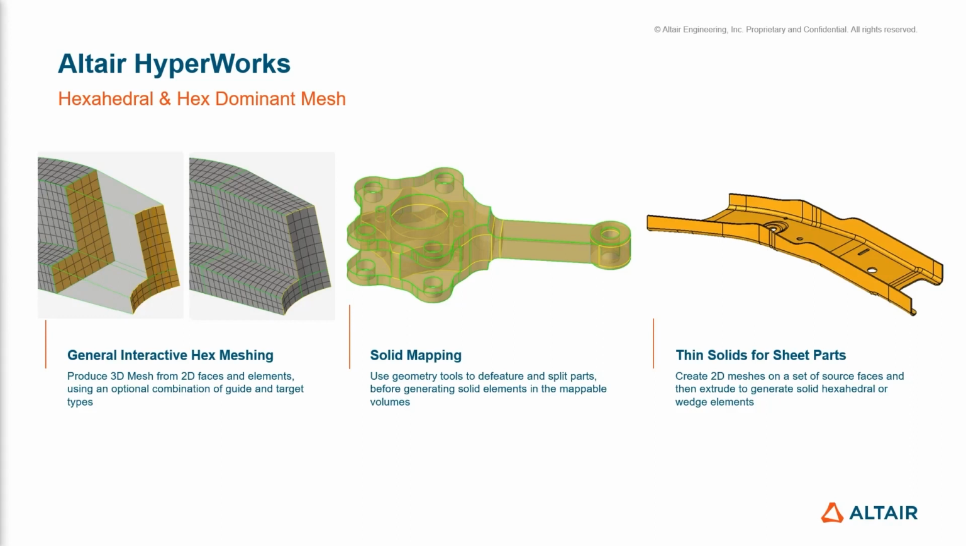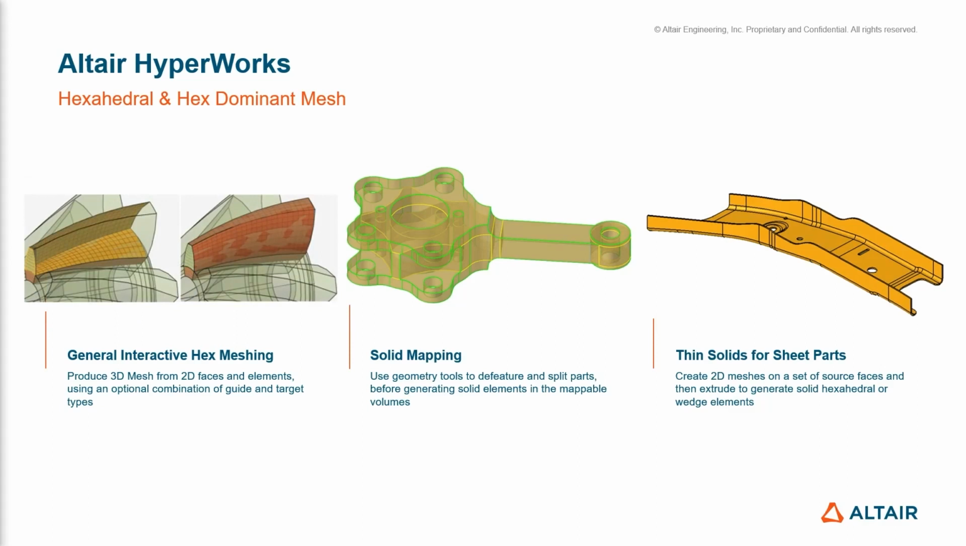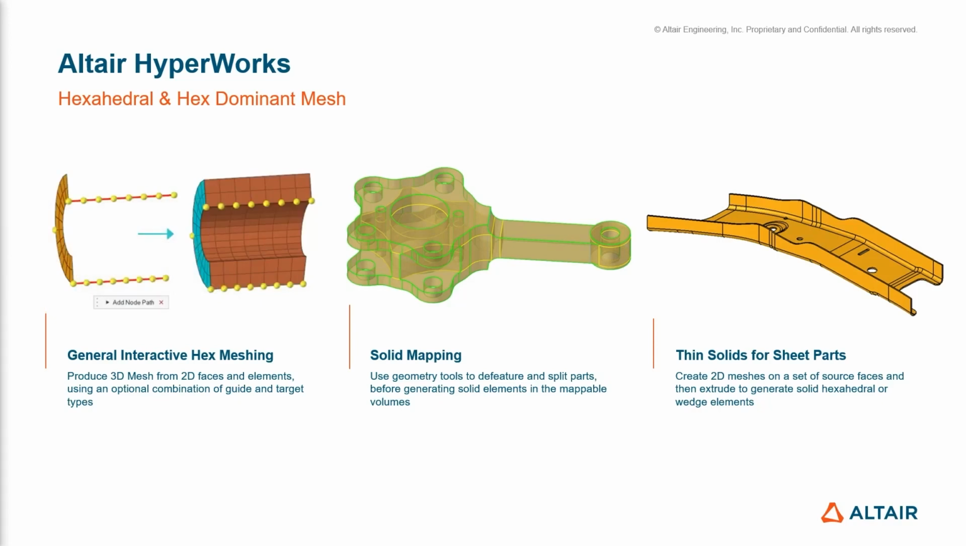We could, for example, use a face as a target as shown here, lines as a guide, faces as a guide, or even surfaces, and we can even use a node path. Next up, we have solid mapping, where we fill mappable volumes with solid elements. Here we can utilize the geometry tools in parallel to feature and partition our solid geometry to ensure we can fill the space with good quality mesh.